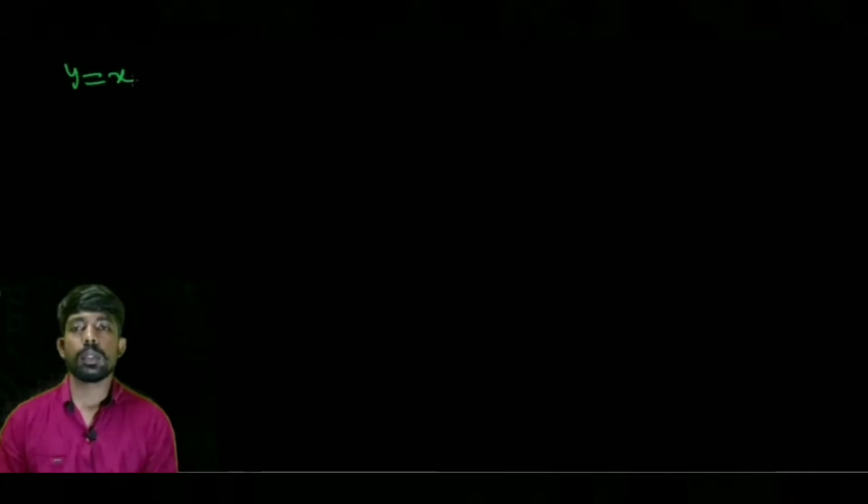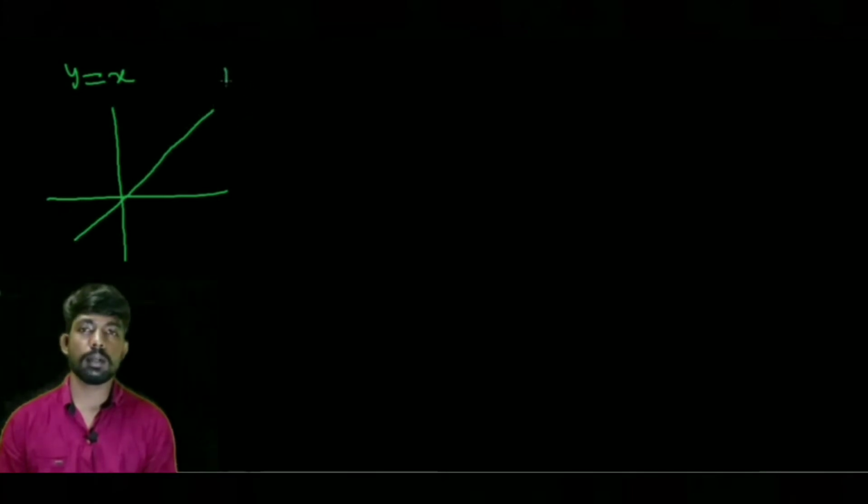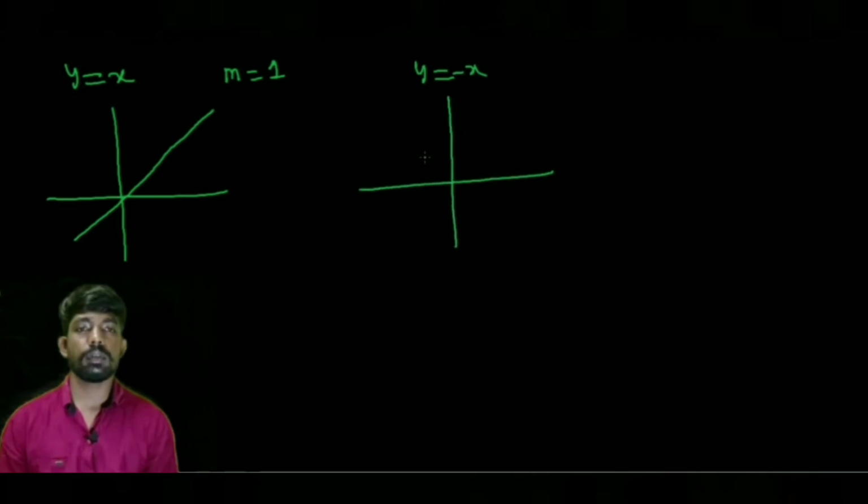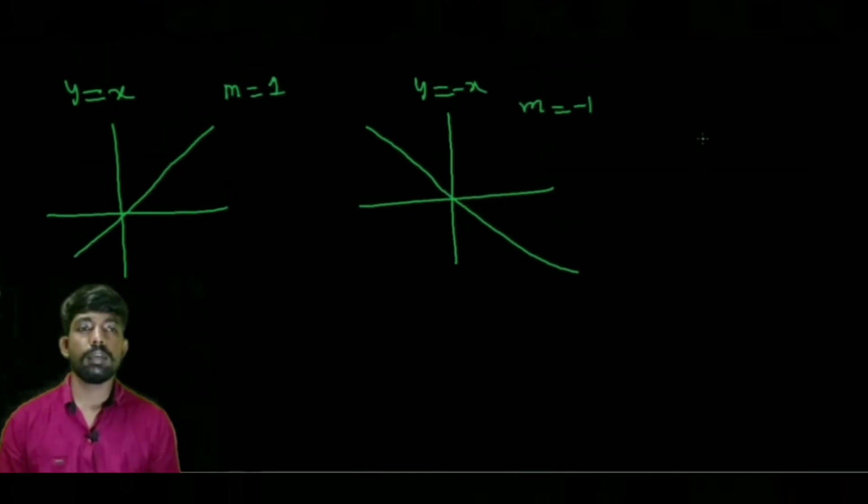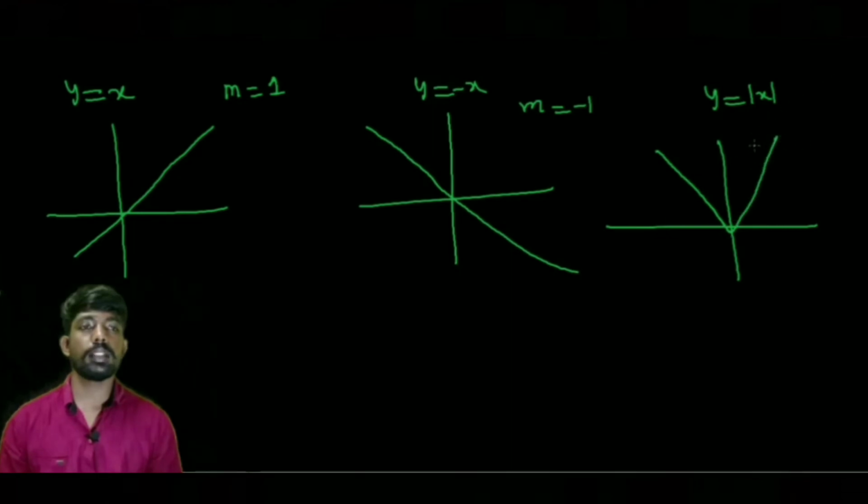y is equals to x is a line that always passes through the origin, and the slope is 1. y is equals to minus x is a line, and the slope here is minus 1. Positive, negative. Next, if I club them together, I get y is equals to modulus x. So if I plot these lines, this is the y is equals to mod x graph.